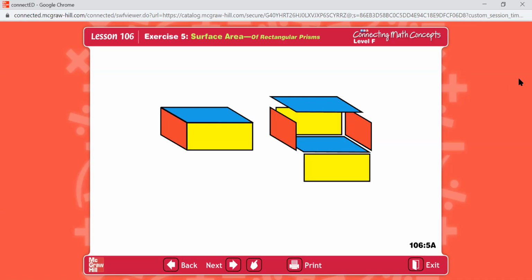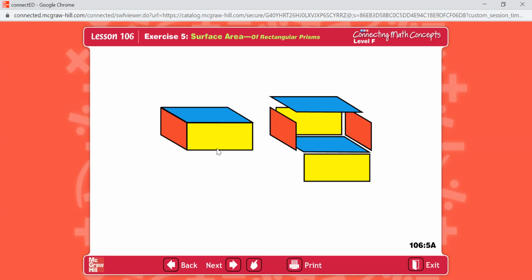I'll repeat that again. The faces in each pair have the same color, and the faces in each pair have the same area. The top and the bottom have the same area. The front and the back have the same area. The left and the right faces have the same area. The back has the same area as the front. The bottom has the same area as the top. The right face has the same area as the left face.